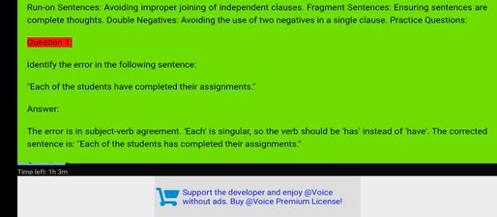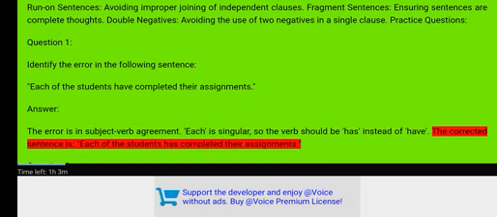Practice questions. Question 1. Identify the error in the following sentence. Each of the students have completed their assignments. Answer. The error is in subject-verb agreement. Each is singular, so the verb should be has instead of have. The corrected sentence is, each of the students has completed their assignments.